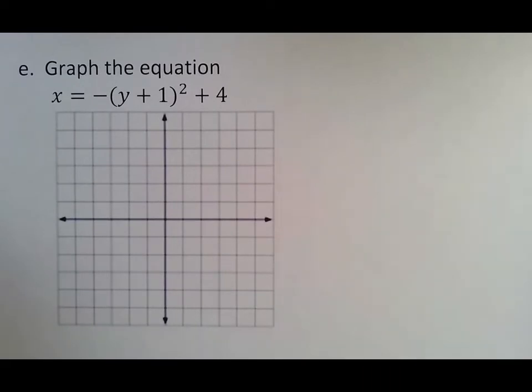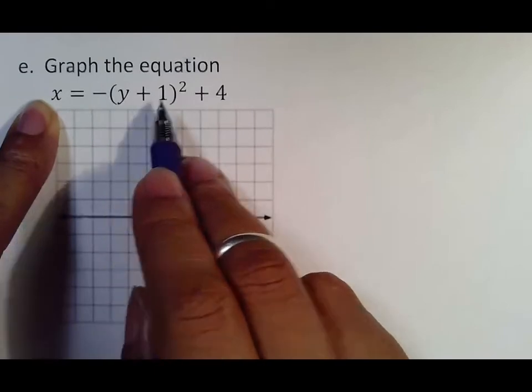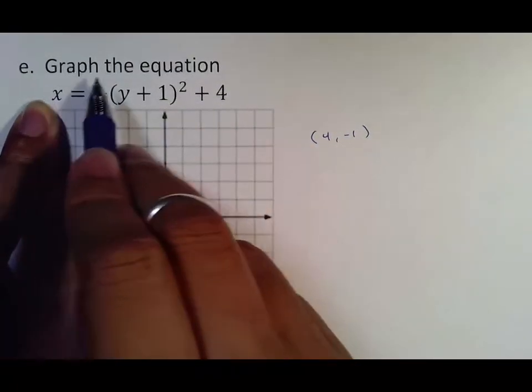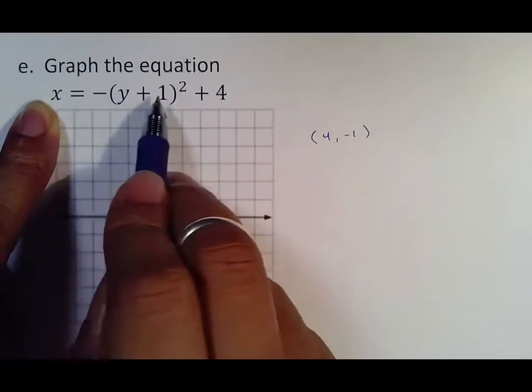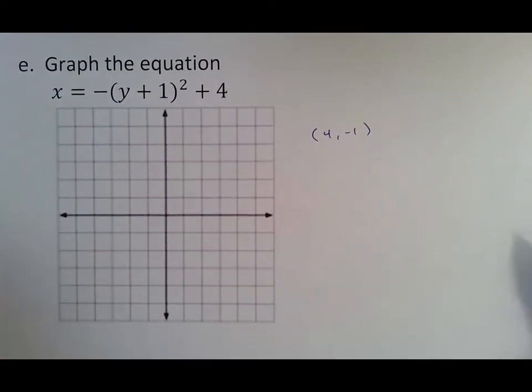not just something random in space. Here again, there's an x equals, which means your vertex is not -1, 4. It is 4, -1, because remember the x goes with x and the number inside with y goes with y. And you'll learn a lot more of that once we get to the other things.